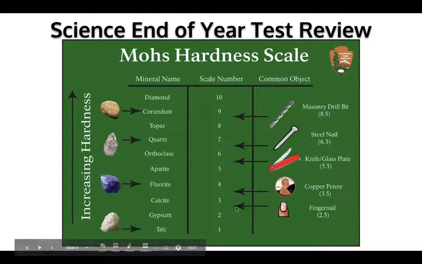Okay, so when you're doing the Mohs Hardness test, you always start out with the fingernail. If you can scratch it, you know that mineral has a hardness between 1 and 2.5. If a copper penny can scratch it, then you know its hardness is between 3 and 3.5. If a knife can scratch it, or a glass plate, you know it has a hardness between 4 and 5.5. Okay, so hopefully you understand how the Mohs Hardness Scale works and how you use it to identify minerals.